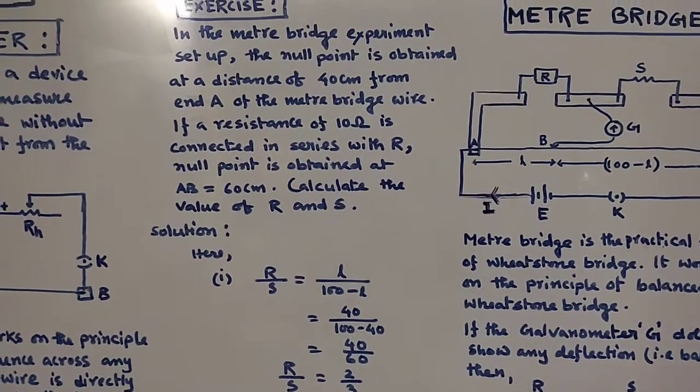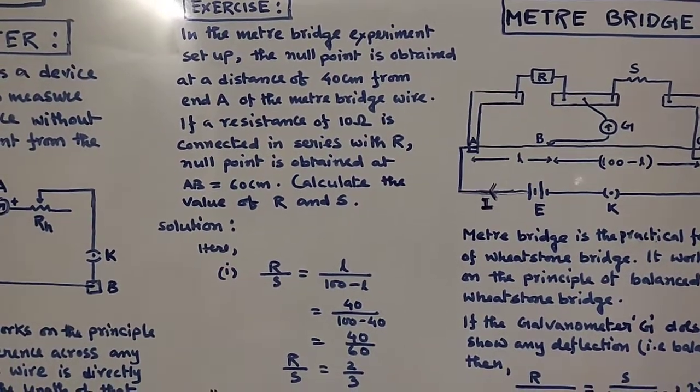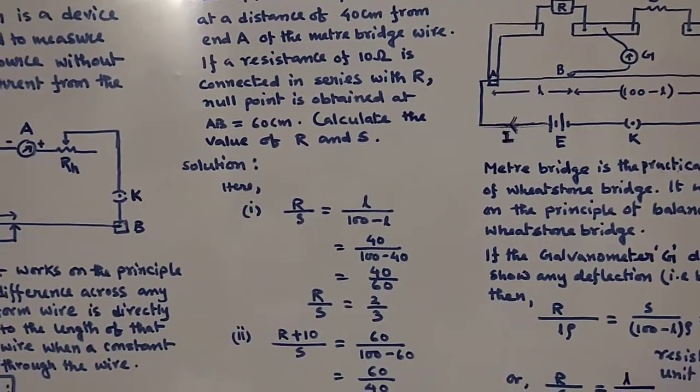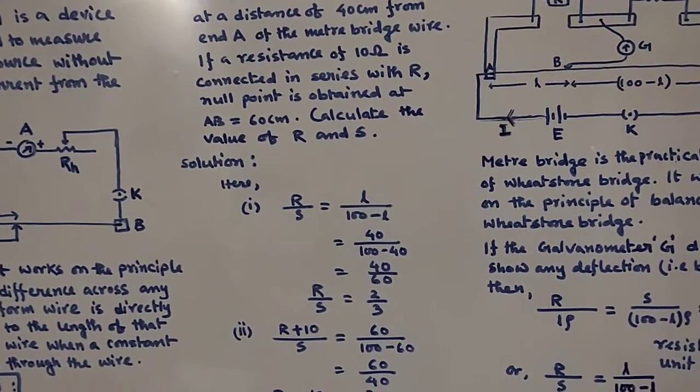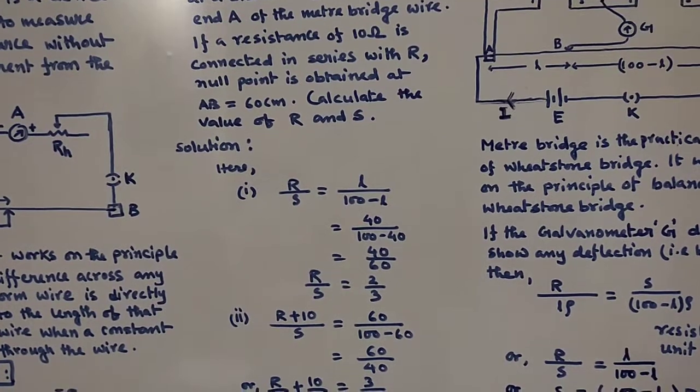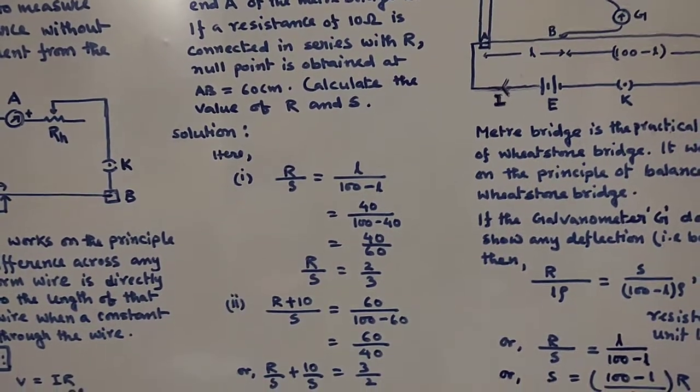Now the second part, if a resistance of 10 ohm is connected in series with R, so again using this formula, (R plus 10) by S, the null point is at 60 cm, that is L is 60, 60 by 100 minus 60, that is 40.